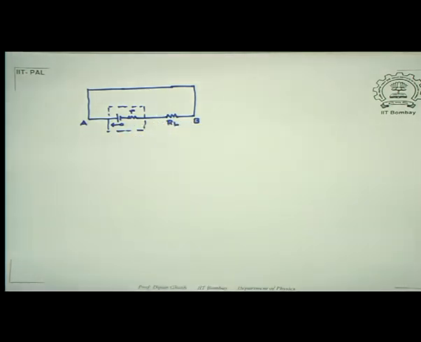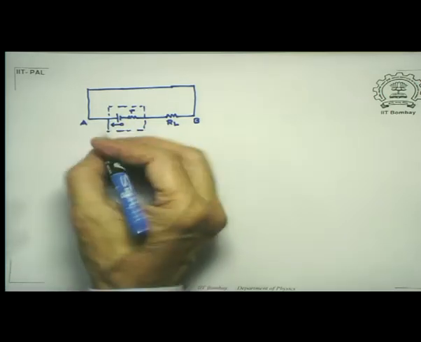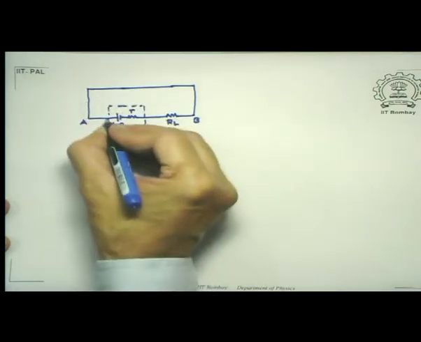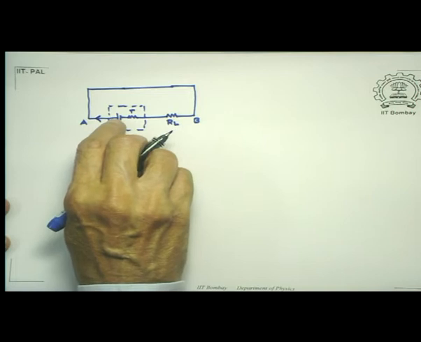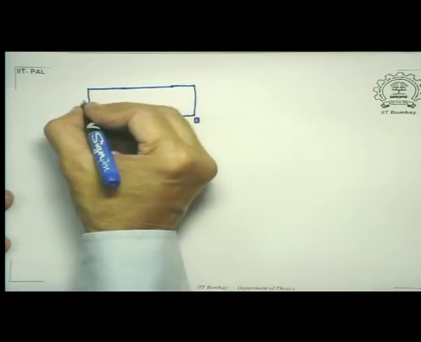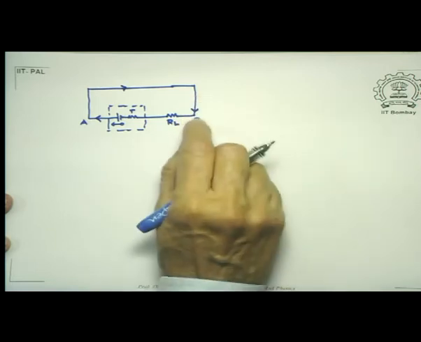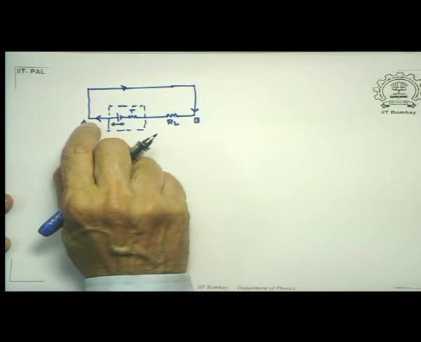Let us look at the current in this circuit. Supposing I go in the direction of current, going from the point A to point B, say this is likely to be the direction of the current because the positive terminal is on this side. So, when I go from A to B, there is no drop. So, the potential at the point B is the same as the potential at the point A.